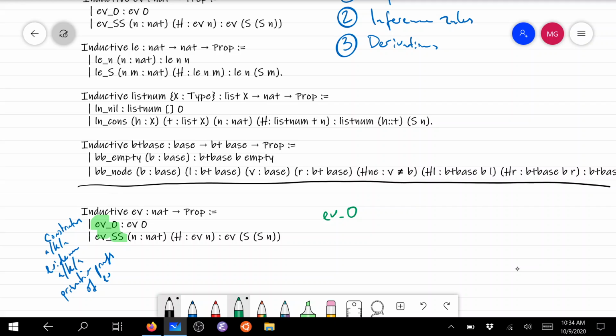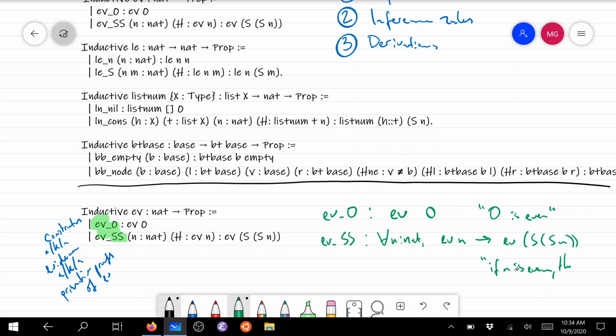And really, it's just the types of them are theorems. EV0 is the theorem that the EV proposition holds for the number 0. I would read this as 0 is even. EVSS says for all n that's a nat, if n is even, then the successor of n is even. And I would read this as if n is even, then n plus 2 is even.